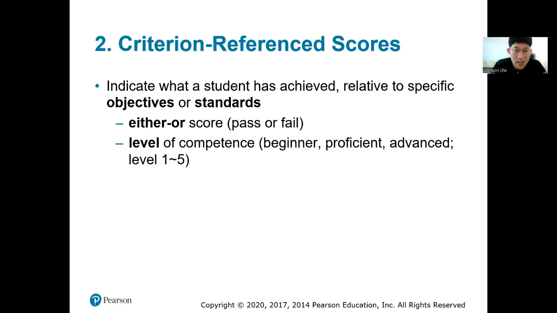So for instance, 1.2 can mean either pass or fail, depending on the predetermined standards, or a certain kind of score can mean the level of competence, whether they are beginner, proficient, advanced, or they can also be like level 1, 2, 3, 4, 5.